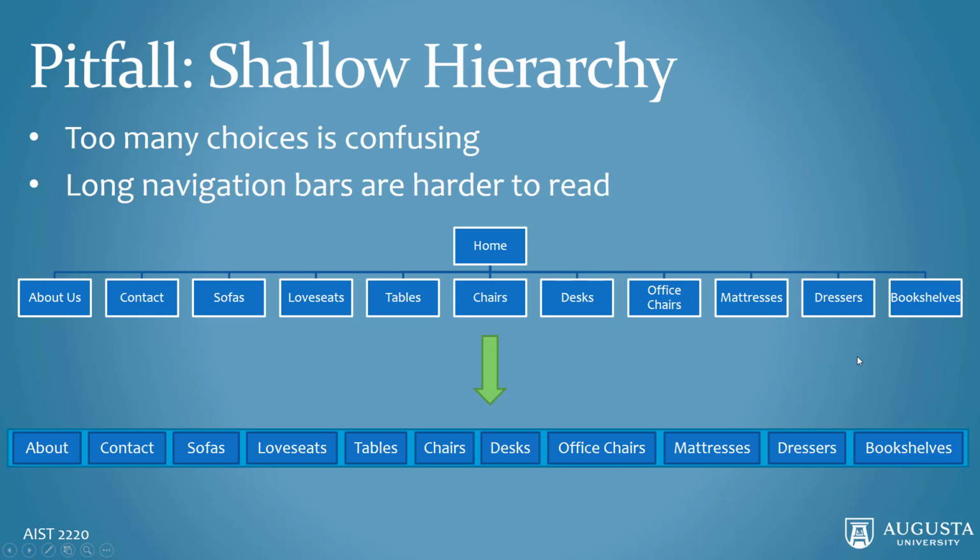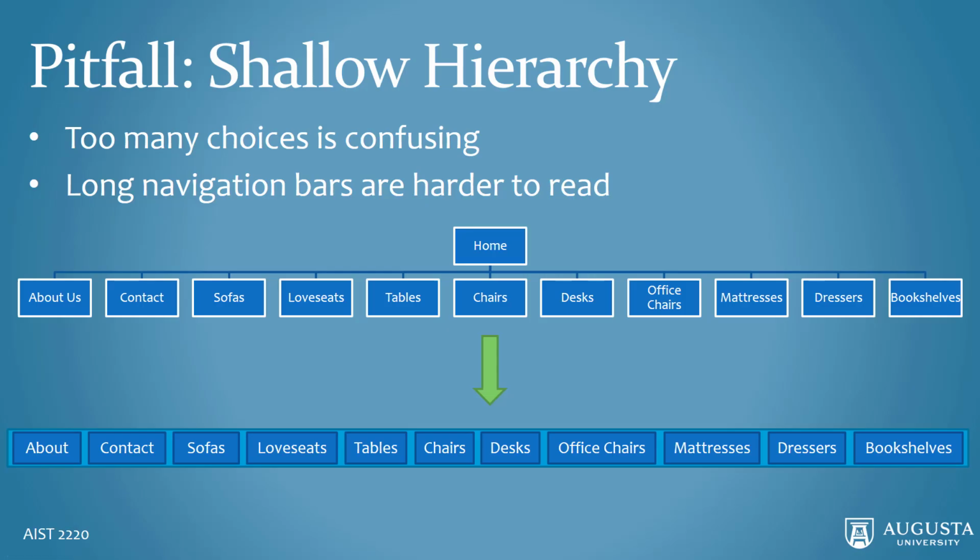Okay, it's time to see some pitfalls in designing menus for our websites. One common mistake in web design is creating a shallow hierarchy, which occurs when there are too many top-level navigation choices. As you can see from this example, everything is crammed into the main navigation bar, including items like sofa, tables, chairs, and even categories like bookshelves and desks.